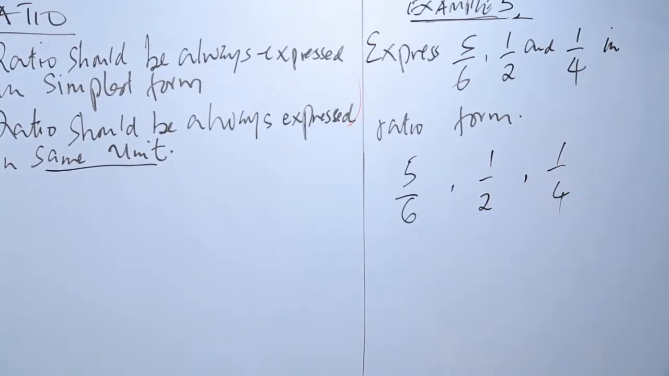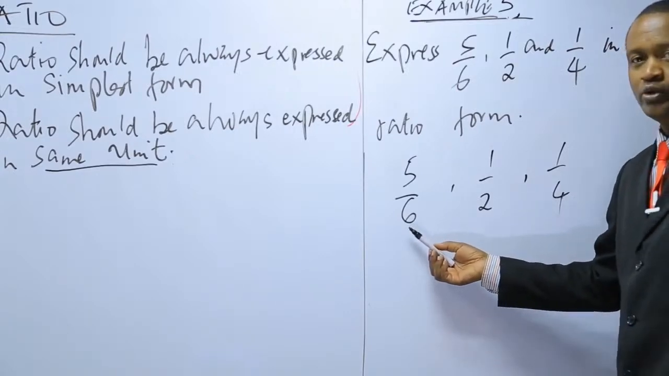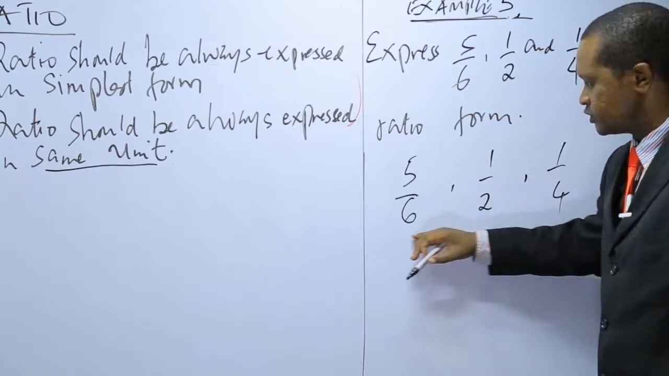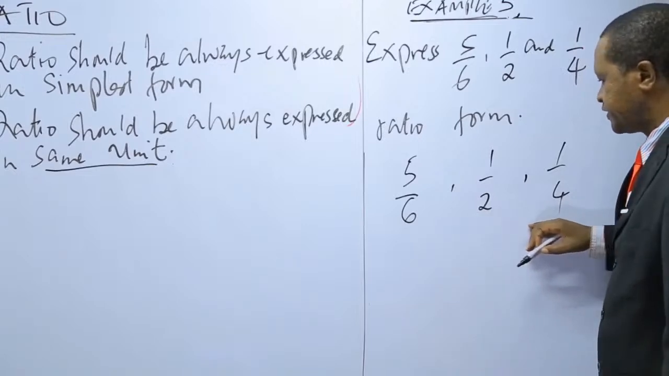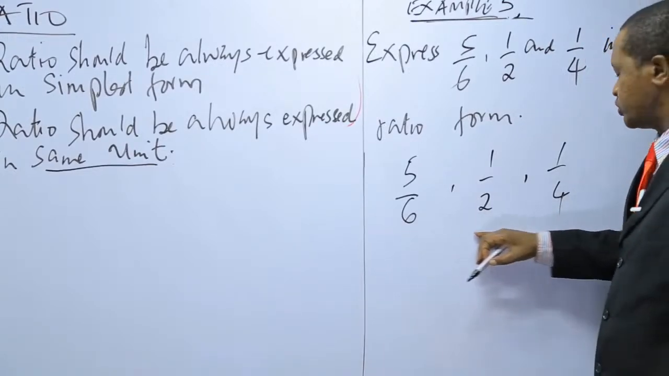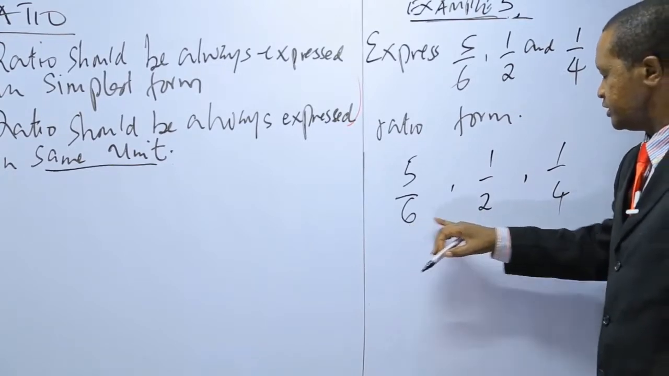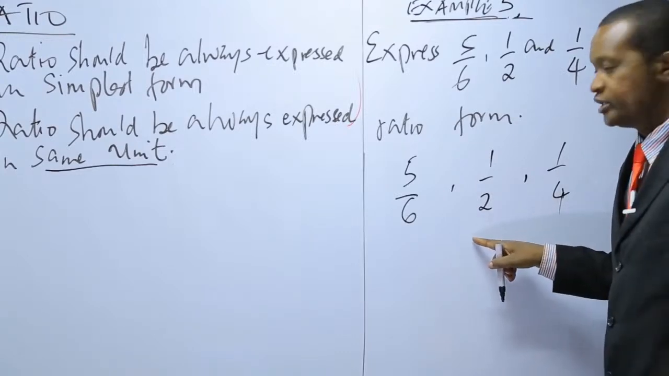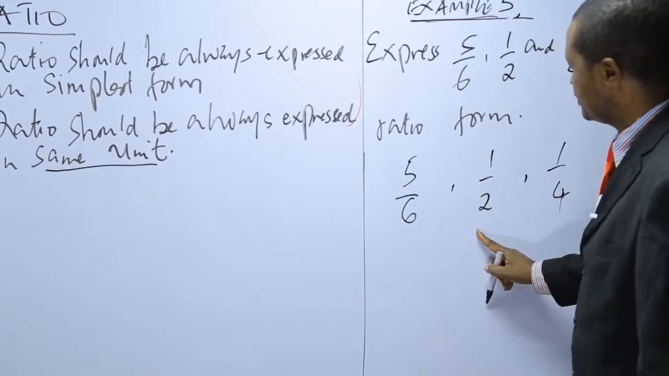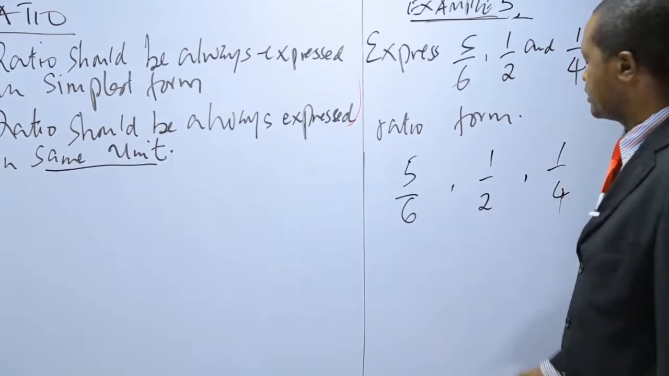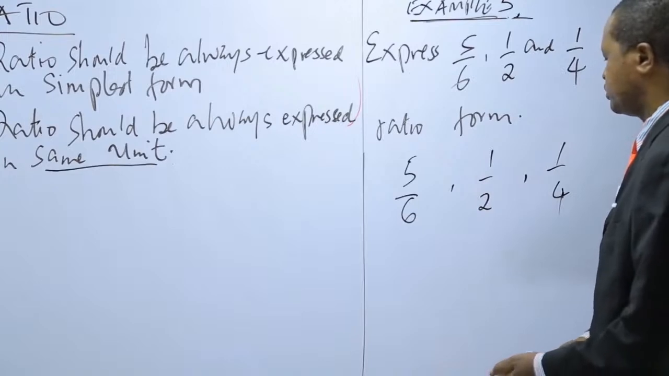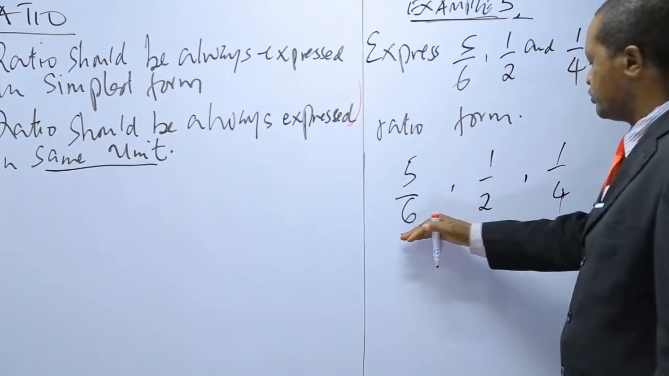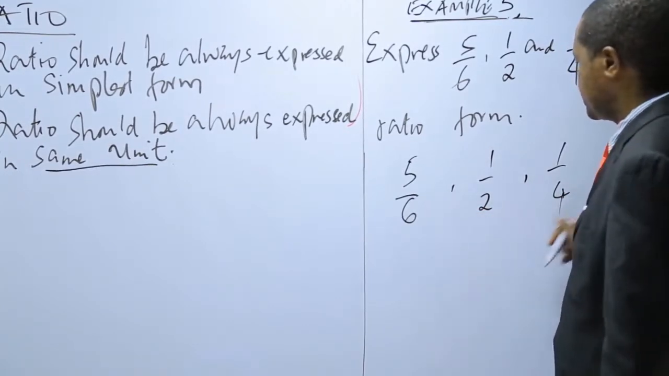So the first step is to do away with the denominators, because these are fractions. We will do that by first finding the least common multiple of these 3 denominators, 6, 2, and 4. What is the LCM? The LCM here is 12. So we multiply 12 by all the fractions so that we remove the denominator.